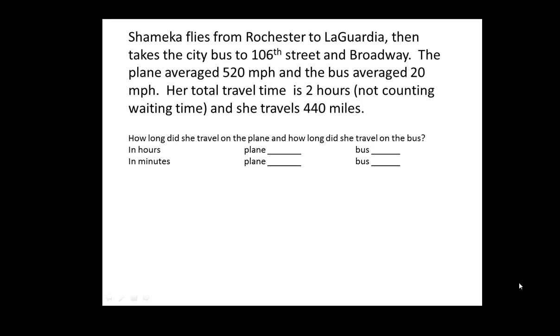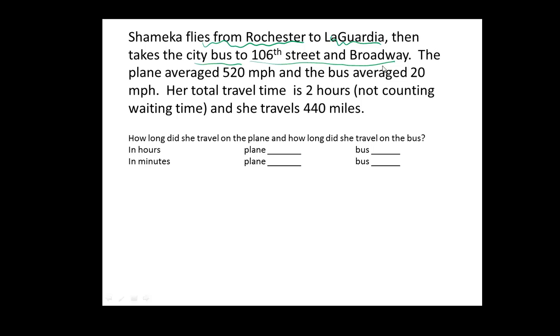Here is a motion problem. Take a look at what it says. Shamika is going to fly from Rochester to LaGuardia. Of course, that's New York City. Then she's going to take a city bus, which goes all the way to 106th Street and Broadway. And now we know certain information. We really need to kind of categorize some of this.